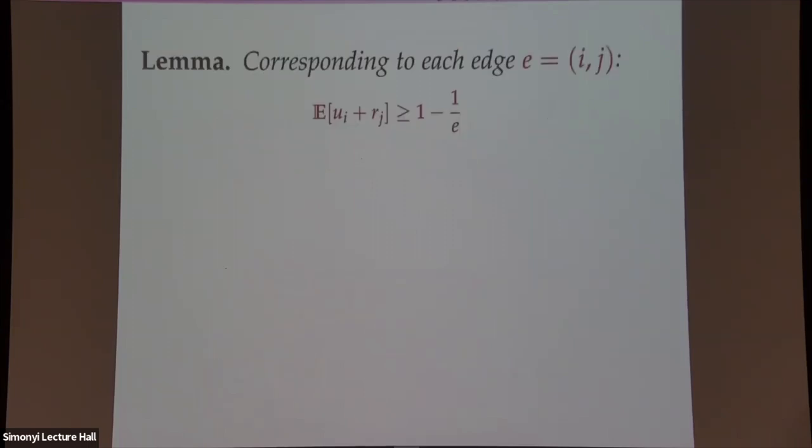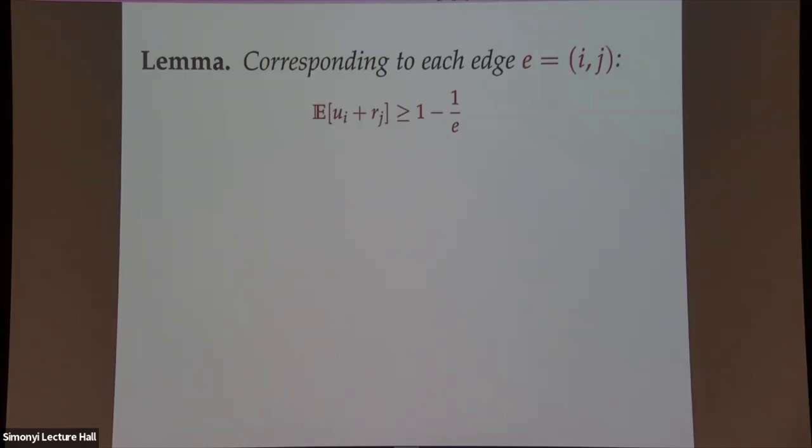So here's a very central lemma. The lemma says that for each edge ij, each pair ij basically is an edge. If it's not an edge, then nothing to be said about it. So for each edge ij, the expectation of the utility of buyer I plus the revenue of good j is at least 1 minus 1 over e for every edge in the graph. Of course, not independent of all the other edges. These are expectations. There's lots of dependence between the edges, but we know we can always use linearity of expectation and derive many facts about this.